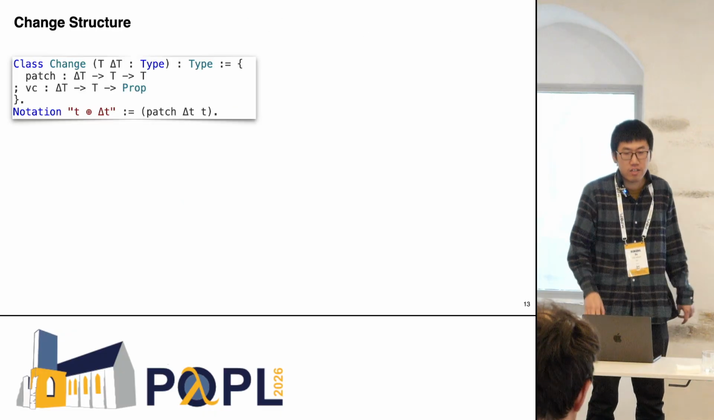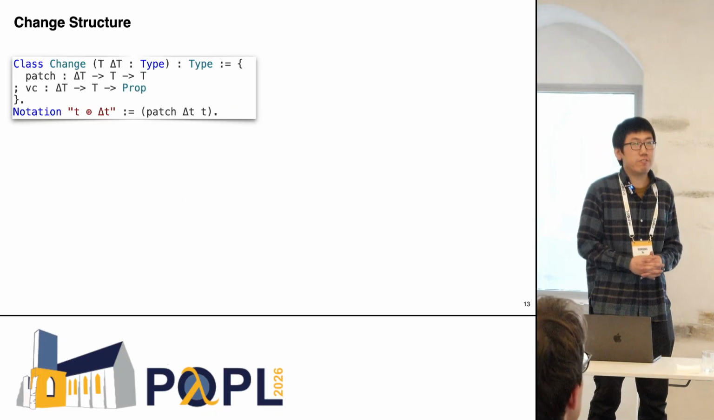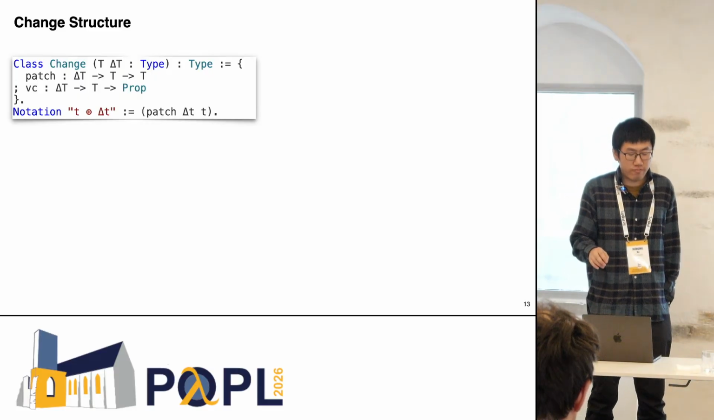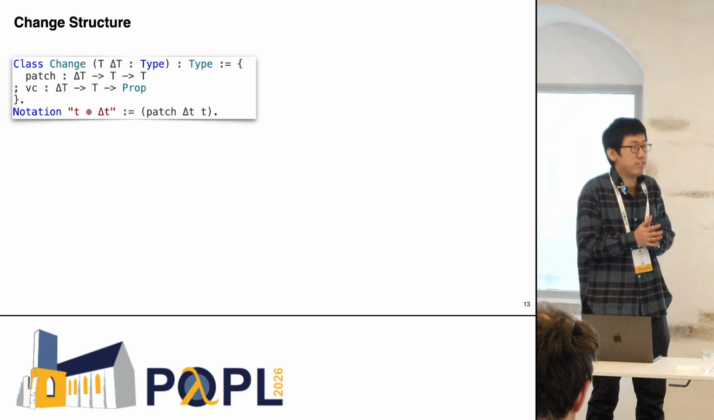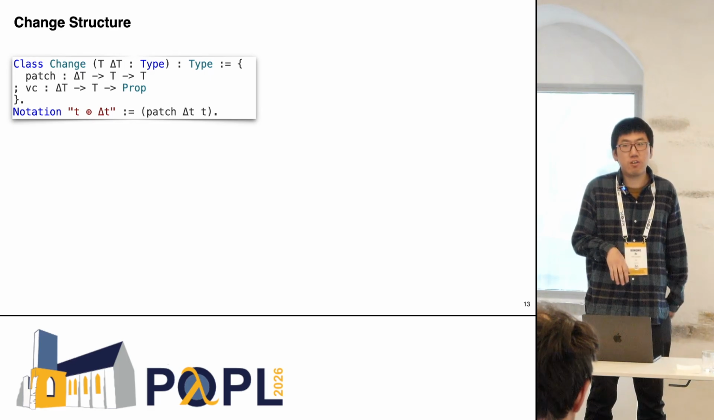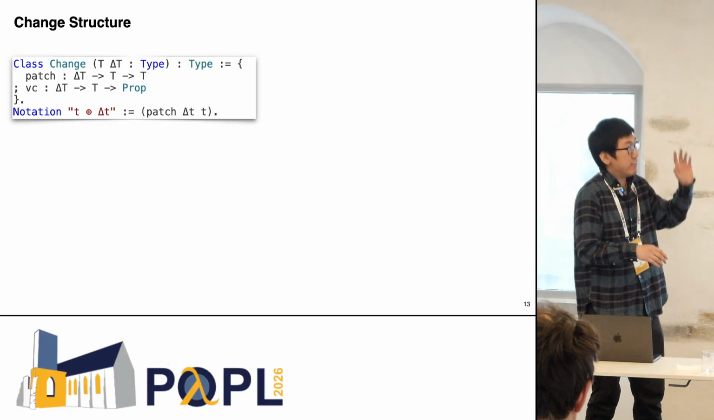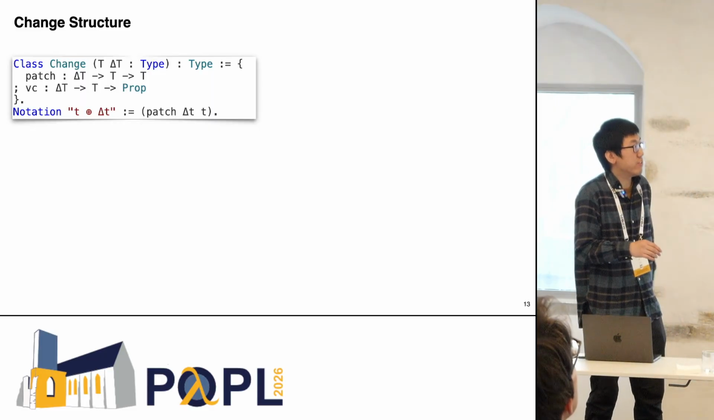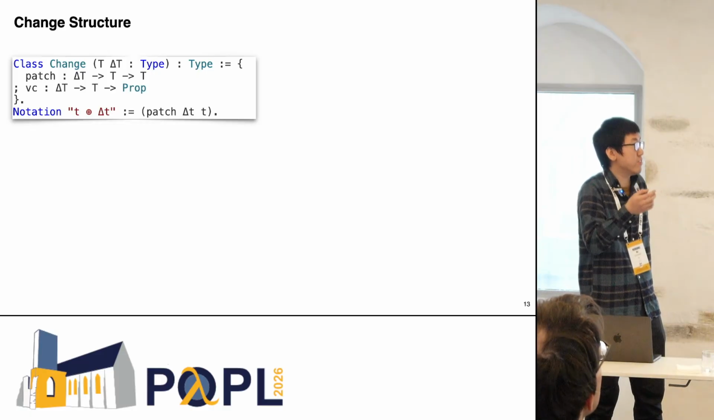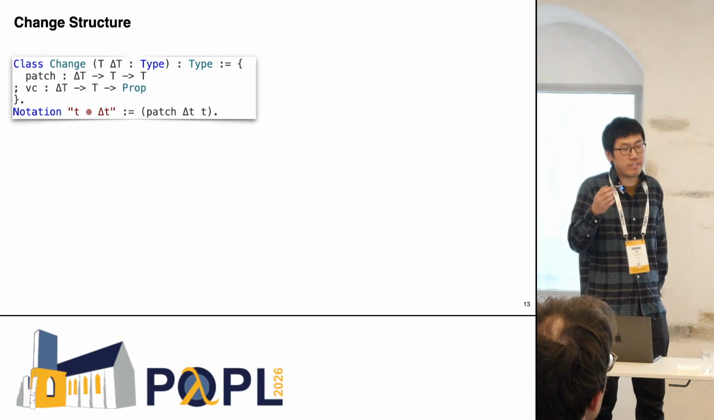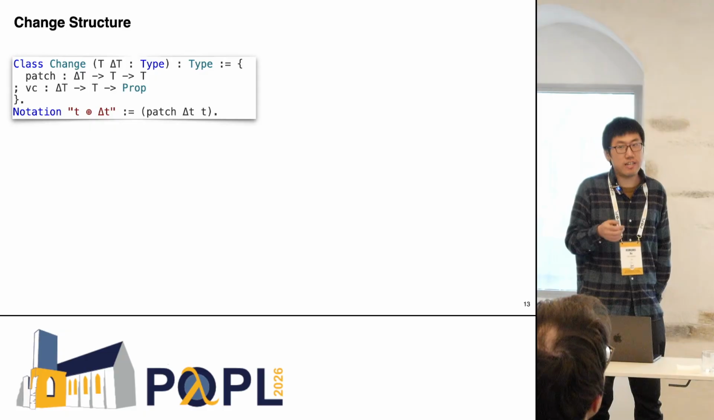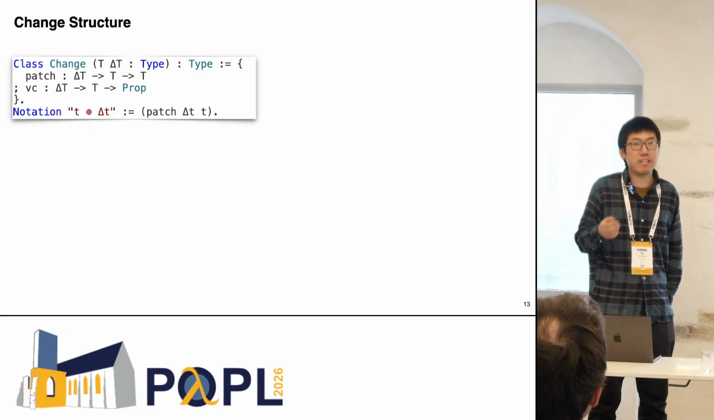And okay, in the rest of this talk, I will just go into some details of our framework. And the first thing I want to introduce is change structure, which defines the algebra of changes. I use the Rocq syntax. Here we define it as a type class that takes two type parameters. T is the value type, del T is the change type, and the patch function takes a change and a value and gets an updated value.